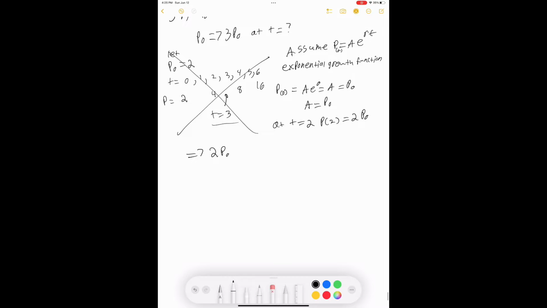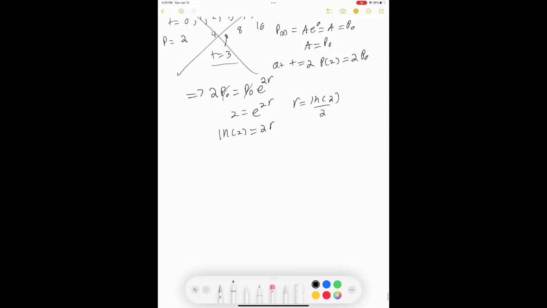So we could say that 2 P naught is equal to P naught e to the 2R, because we know that t is equal to 2. Cancel out those P naughts, multiply each side by ln, because then that will cancel out that e there, giving us ln of 2 equal to 2r. R is equal to ln of 2 over 2.